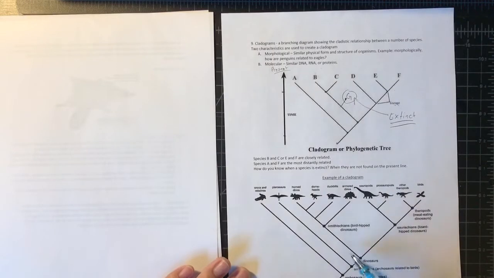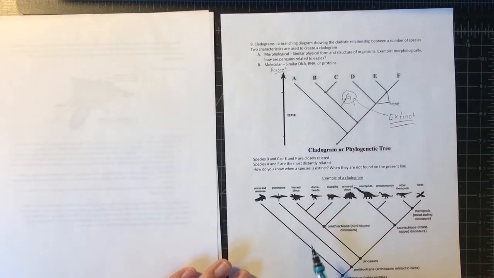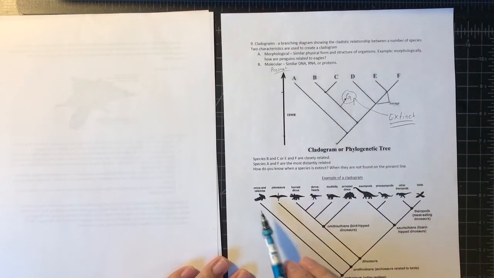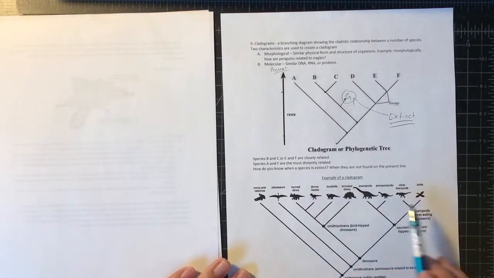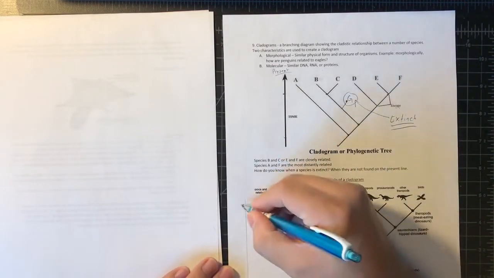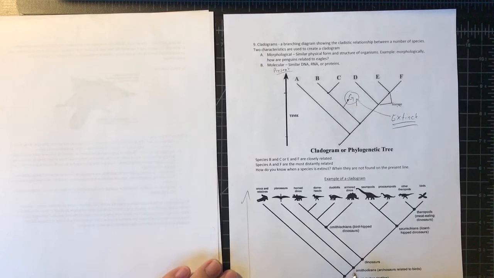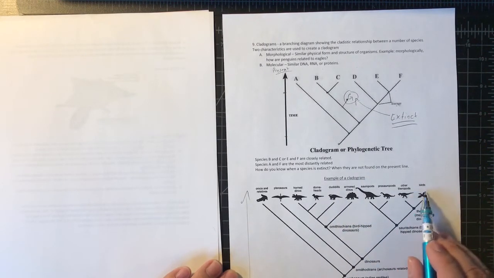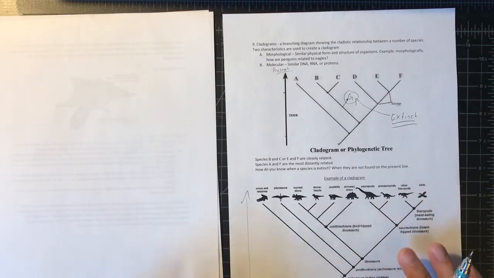All right, so on the bottom right here is an example of a cladogram. This has actual organisms in it, and this is a real cladogram. I forgot to put time over here, but it doesn't really matter, so you get an idea. You can see that the theropods and birds are actually more closely related.